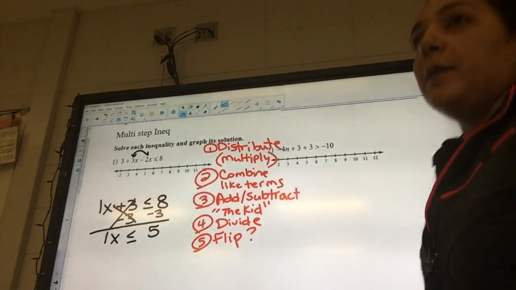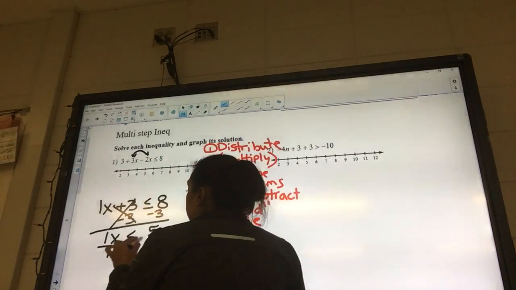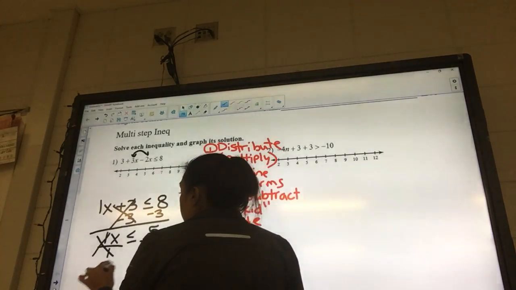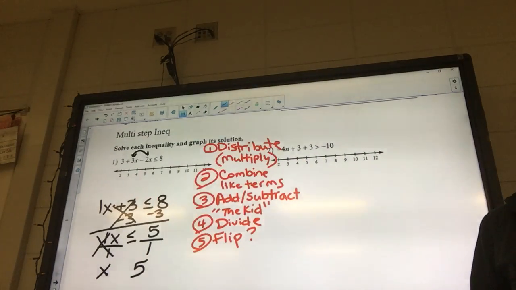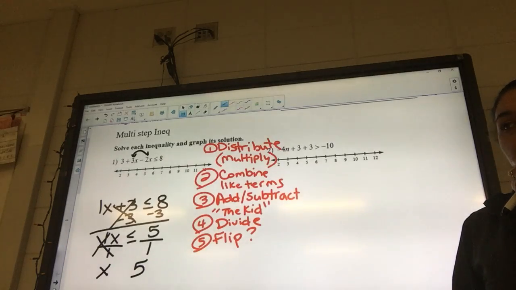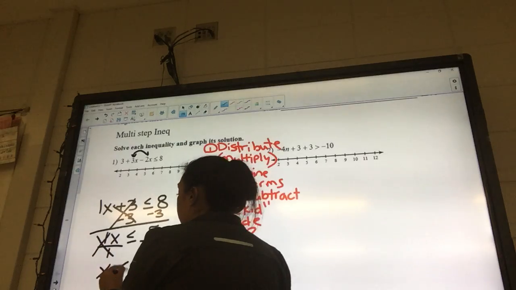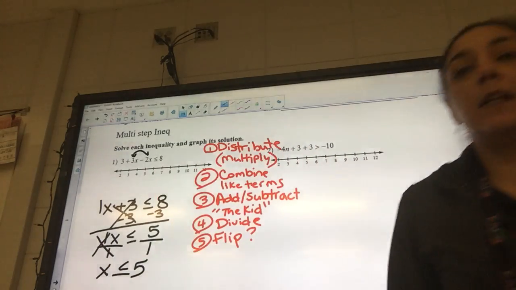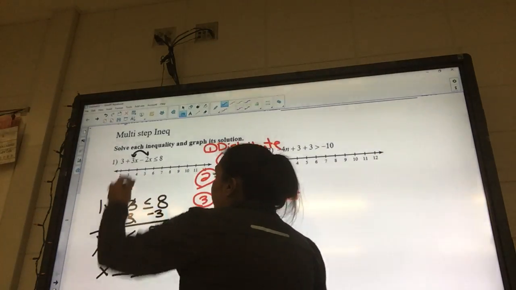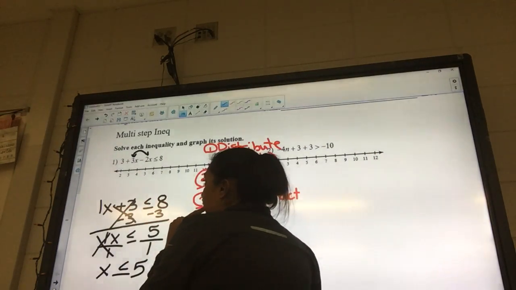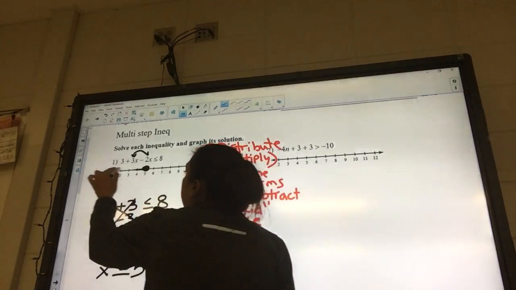Our last step is going to be to do what? Divide. Do we need to flip our sign? Why not? Because the 1 right here on the denominator isn't negative, so we don't need to flip it. It's going to stay the same. Now we're ready to graph it. So we go to the 5. Should that be an open dot or a closed dot? Closed. And pointed which way? To the left.